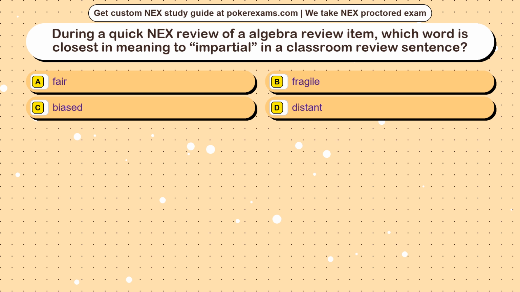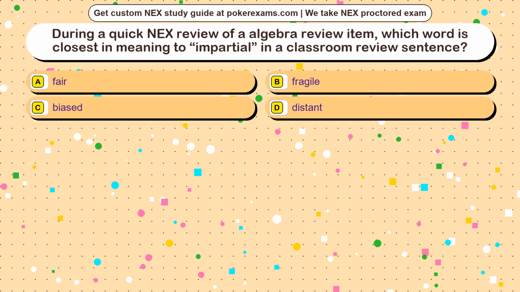Question 2. During a quick NEX review of an algebra review item, which word is closest in meaning to impartial in a classroom review sentence? Option A, fair. Option B, fragile. Option C, biased. Option D, distant.